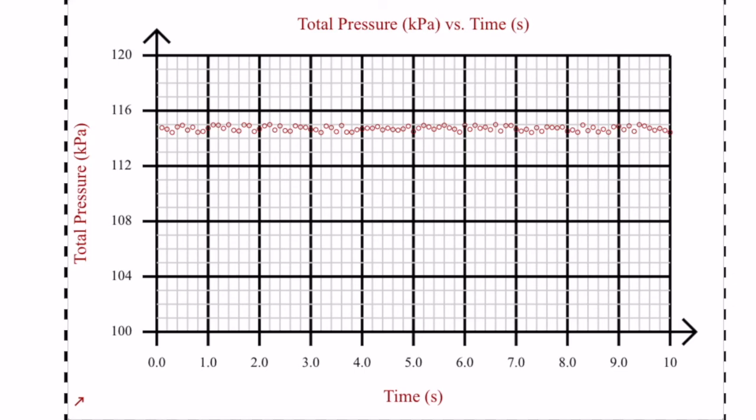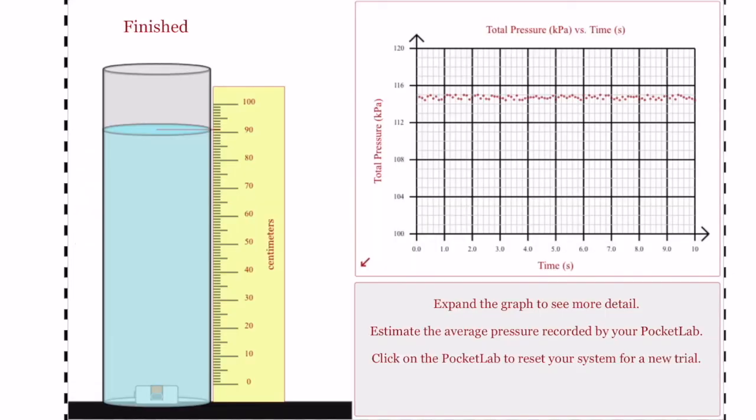When you are done collecting your pressures for all of your different depths, you're going to graph them and find the relationship. Once you have that relationship, you're then going to make predictions for the pressure at depths that you did not actually measure.